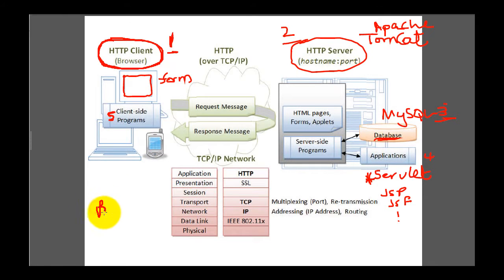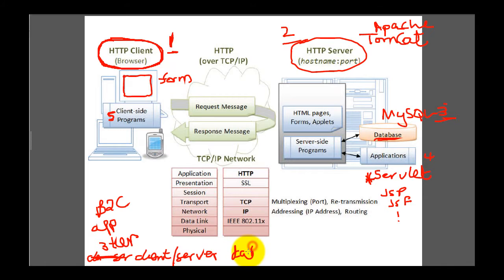So this is, as we recall, a B2C, business to client application. It's a 3-tier application: client, server, database, and it's called 3-tier. Now in this tutorial, we are going to explore how the client communicates with the server using HTTP protocol, and we've already talked about HTTP protocol.